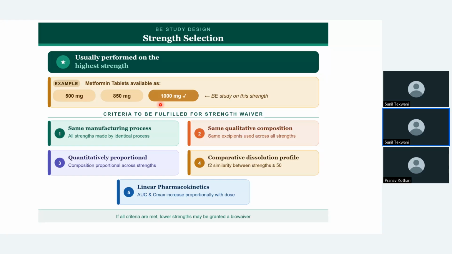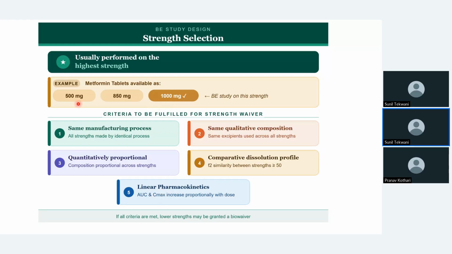25% variation is allowed. If it is 100 units for this one, it can be 160 units or 240 units. 20% variation is allowed. So that much variation is allowed.